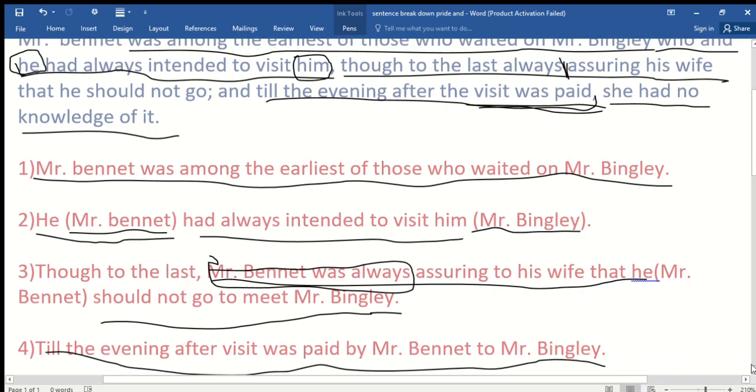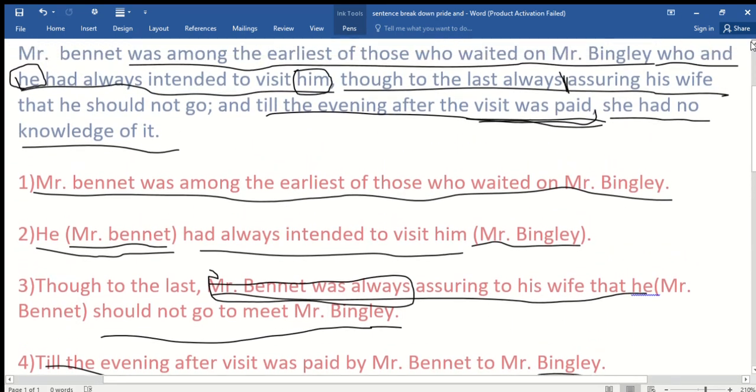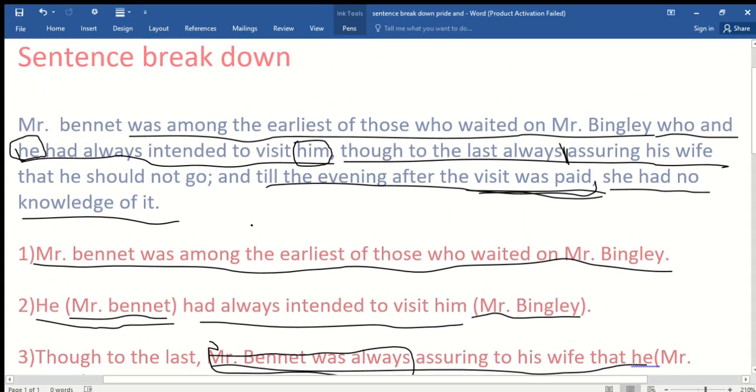So here "she" is referring to the wife of Mr. Bennet, because in the earlier part of the sentence the wife of Mr. Bennet has been talked about, so she must be referring to the wife of Mr. Bennet. So see, the wife of Mr. Bennet had no knowledge of the visit of Mr. Bennet to Mr. Bingley.